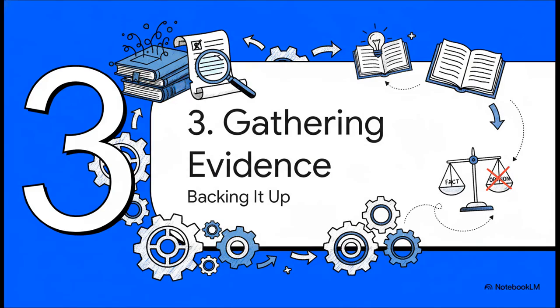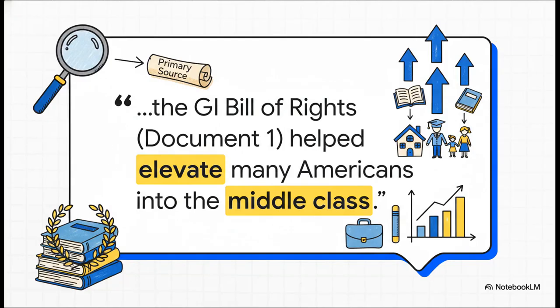So, you set the stage, you've made a bold claim. Awesome. But now you've got to back it up. Because an argument without evidence, well, that's just an opinion. The best evidence usually comes from primary sources, the actual raw materials from the time period. So here, a historian uses the GI Bill as direct proof. They're not just saying the GI Bill existed. They're explaining exactly how it worked to lift people into the middle class, supporting their bigger argument.